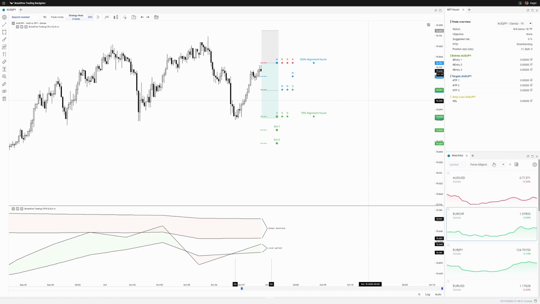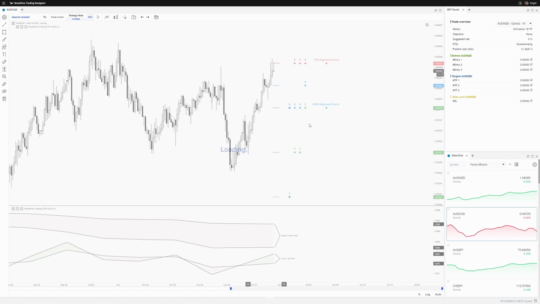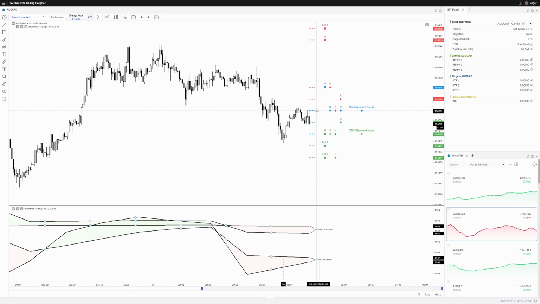I bet if we went through the watch list, we'd be able to find better trades, maybe even better trades on AUD. Let's see. Okay, great. We have AUD CAD. And are you seeing what I'm seeing, Patrick? Yeah. Well, I see global, wait, let me zoom in on your screen. Global's down, local's down. Yep. I mean, just short it. Short it, man.